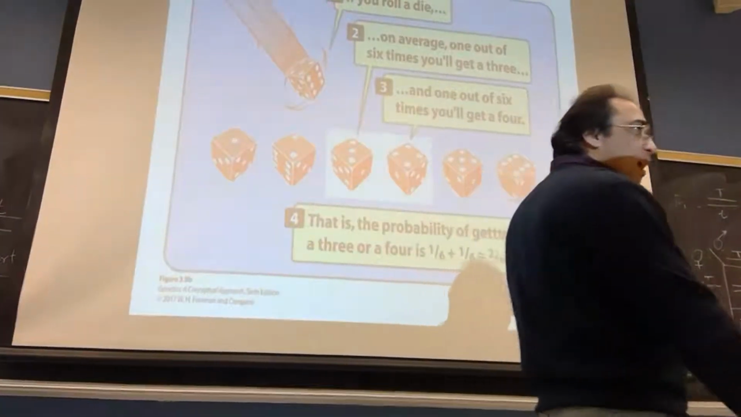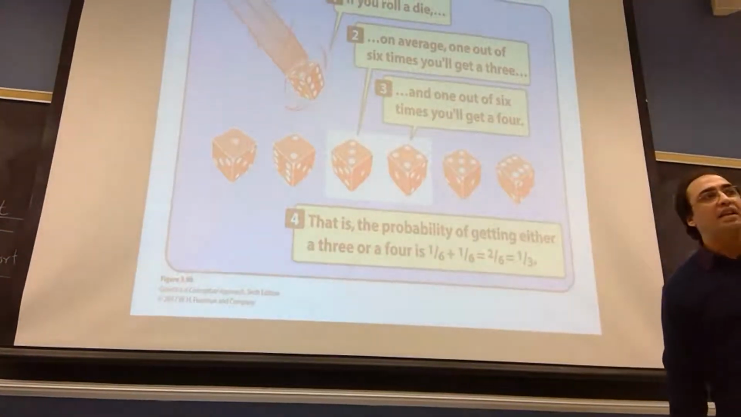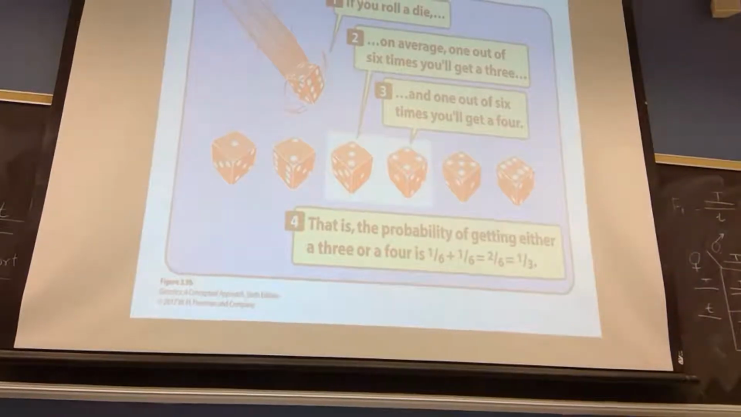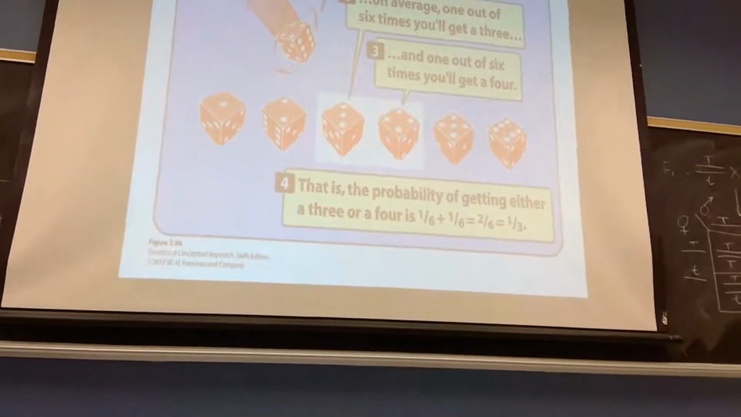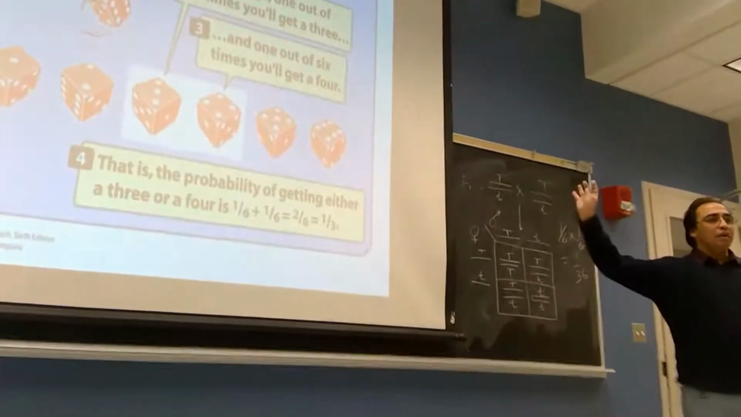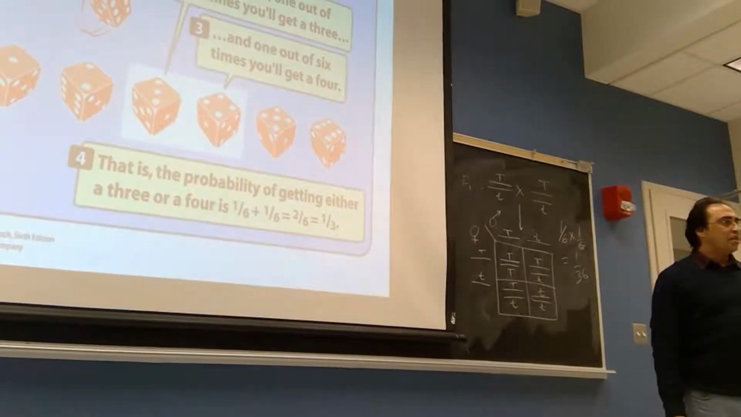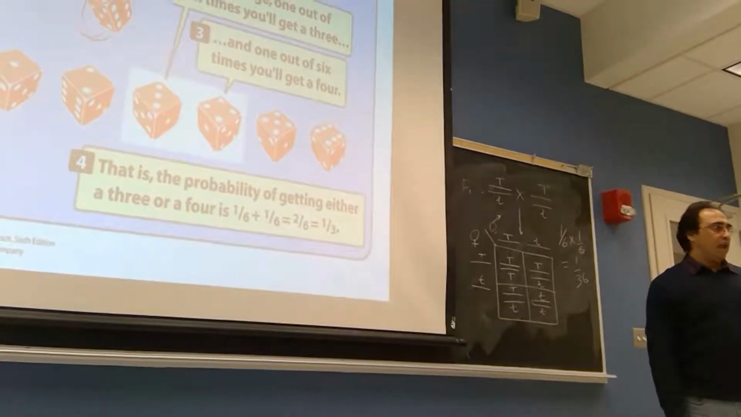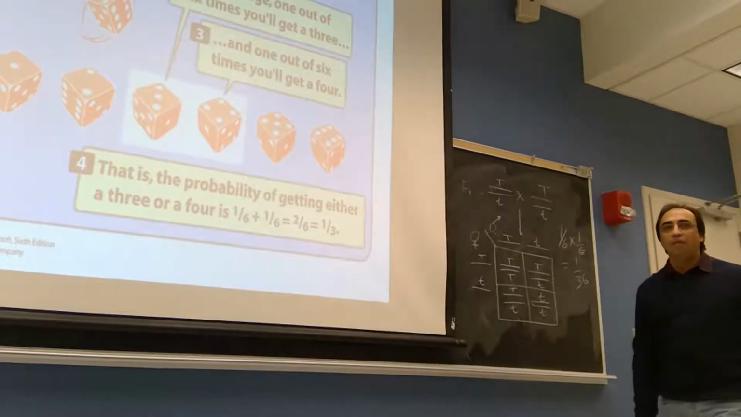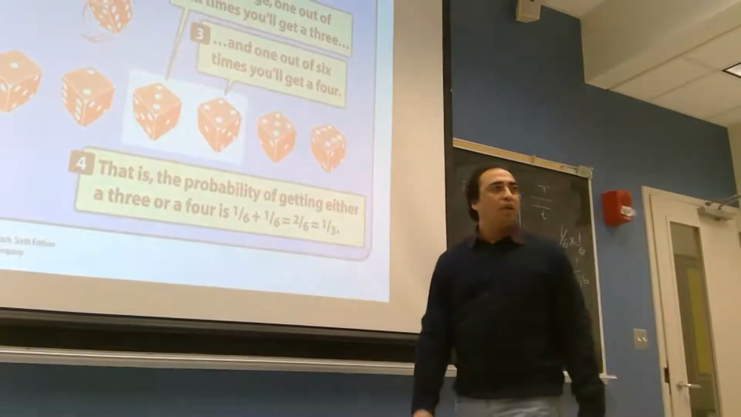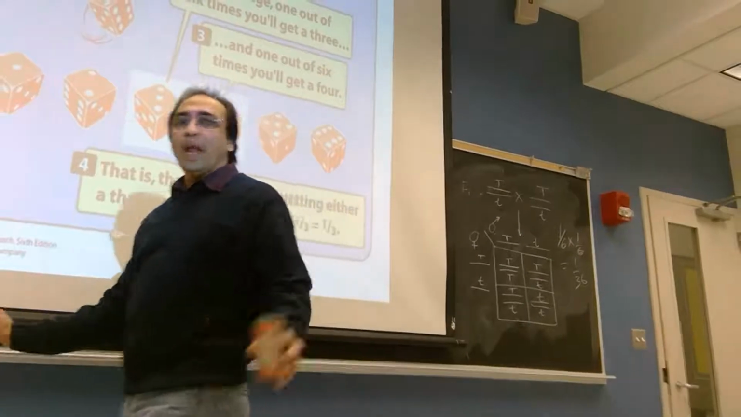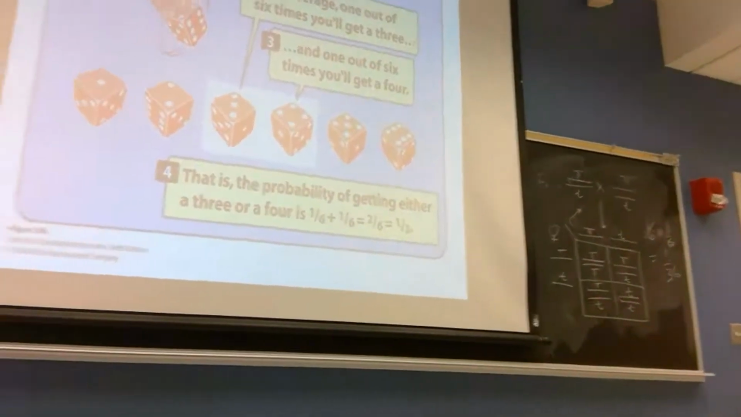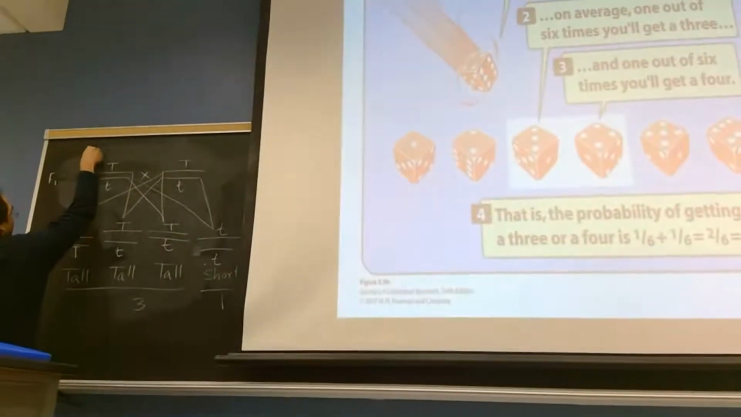This term is called mutually exclusive. So if you get one, it rules out the possibility of getting the other. That is called mutually exclusive. If you are getting 3, you will not get 4. If you are getting 4, you will not get 3. There is no way you can get both. That is called a mutually exclusive event.